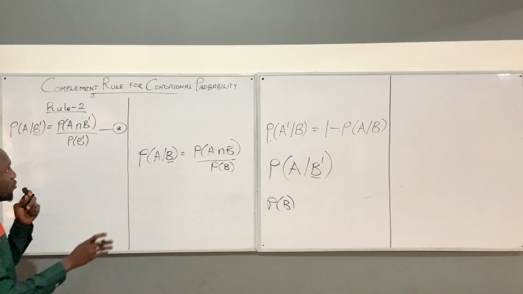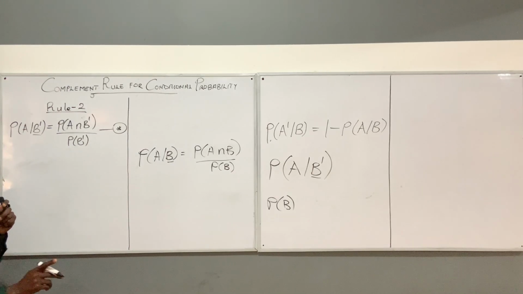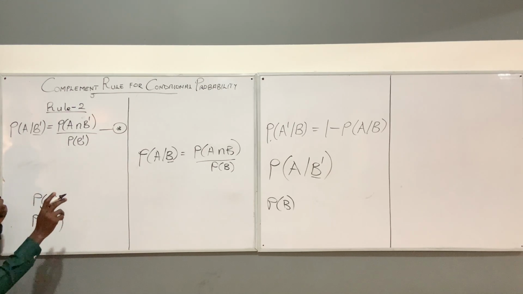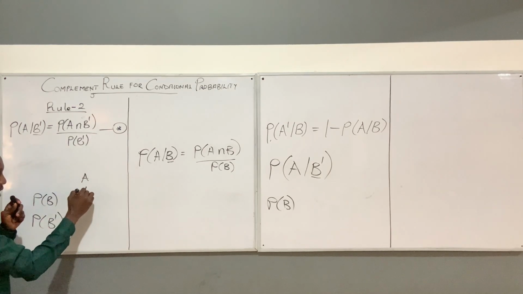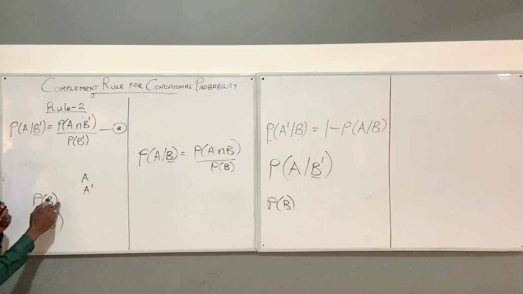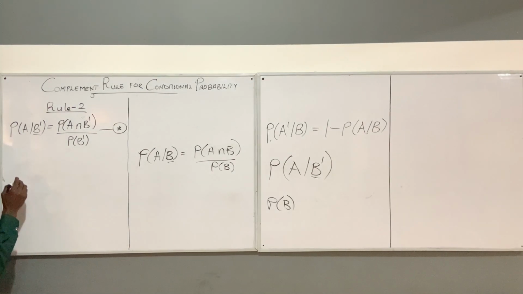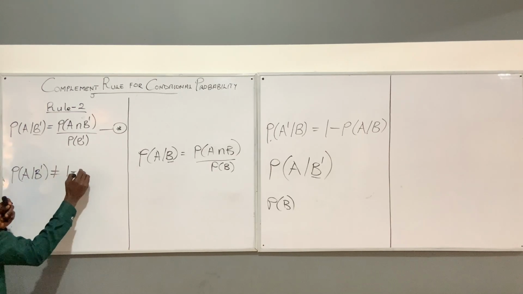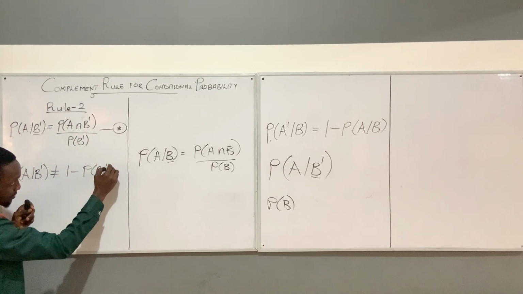But in this case, we cannot use this same process because B complement is a different thing altogether. It's a different subset altogether. The probability of B and the probability of B complement are two separate subsets. In that case, the probability of A and A complement will be different for these two. With that in mind, the probability of A given B complement can never be the same as 1 minus P of A given B.